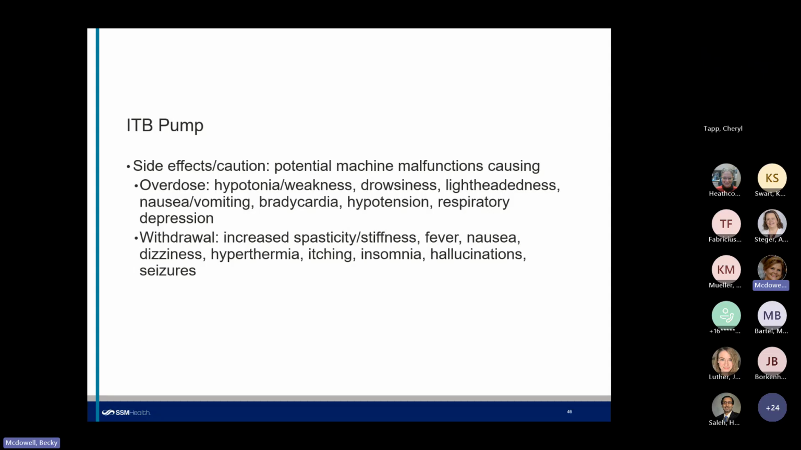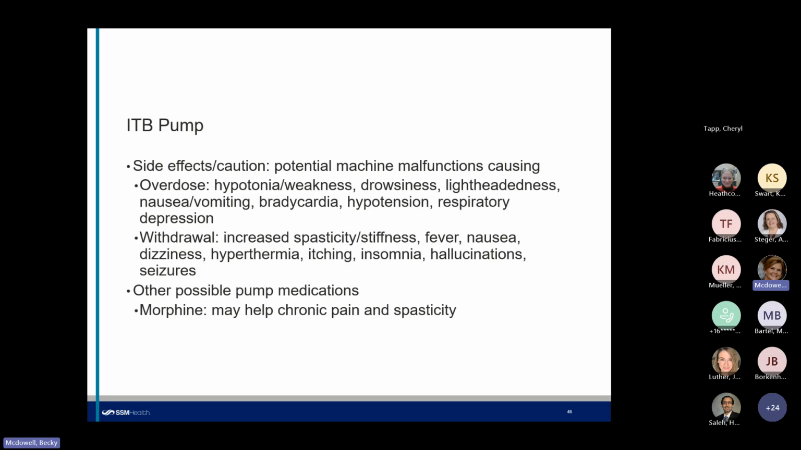Occasionally, the pumps can also have malfunctions, and that can lead to overdosage, which can lead to hypotonia and weakness, among other sedation and bradycardia and other symptoms. You can also put some different medications into the pumps. Like I said, they're used for pain pumps as well. So you can use morphine, which may help with chronic pain and spasticity, and midazolam, which can help with spasticity as well.